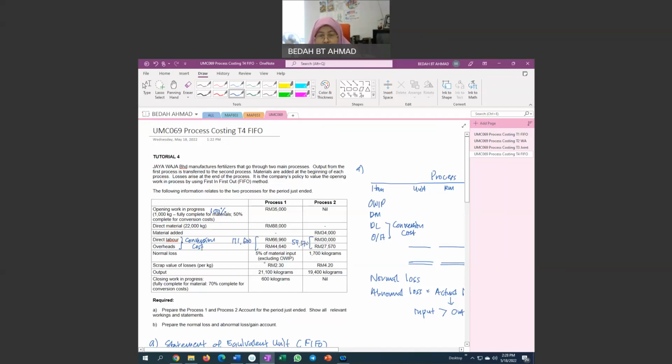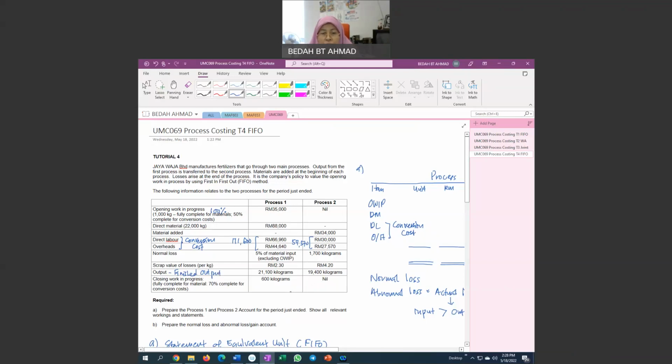Normal loss is 5% of material input, excluding the opening work in progress. So the 5% is on the material input only; you just take whatever units of the material in process 1. For process 2, it is given in the question as 1,700 kilograms. Scrap value of losses is 2 ringgit 30 cents. The output is the finished good, or finished output, in each process: 21,100 kilograms in process 1 and 19,400 kilograms in process 2.